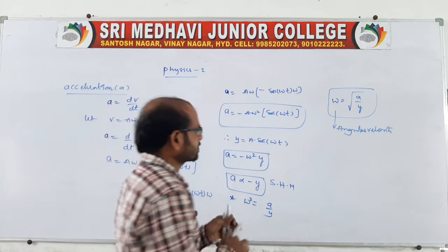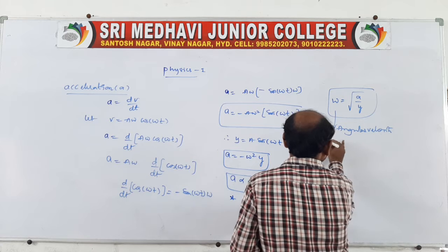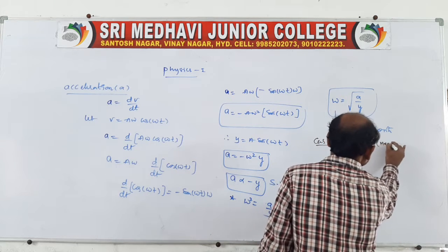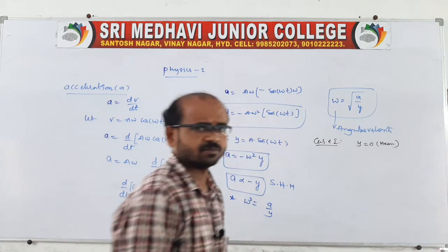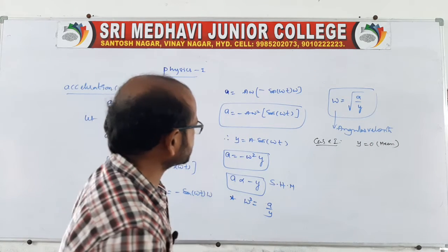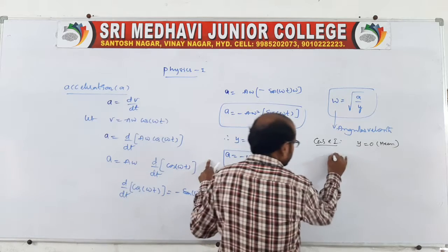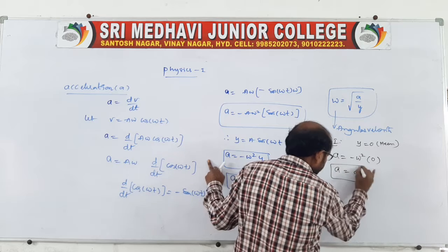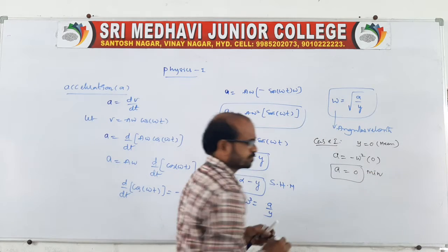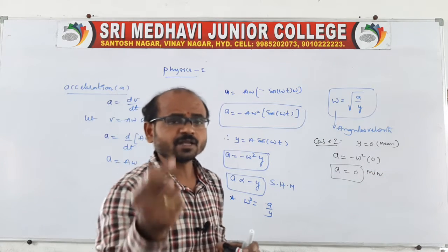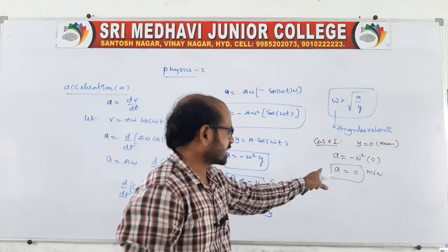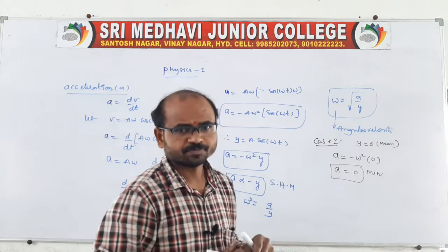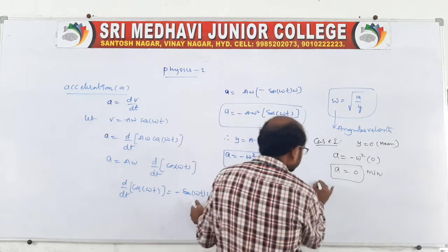Now in this again we have cases. Take case 1. Suppose the displacement is 0, that is the mean position. If the particle is at the mean position, what will happen? The acceleration will be minus omega square times 0, which becomes 0, the minimum acceleration. That means at the mean position the acceleration is 0, whereas the velocity at the mean position is maximum.